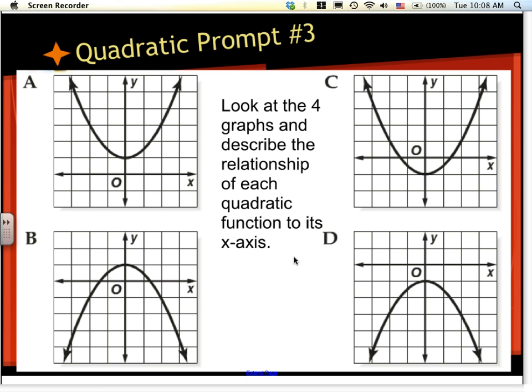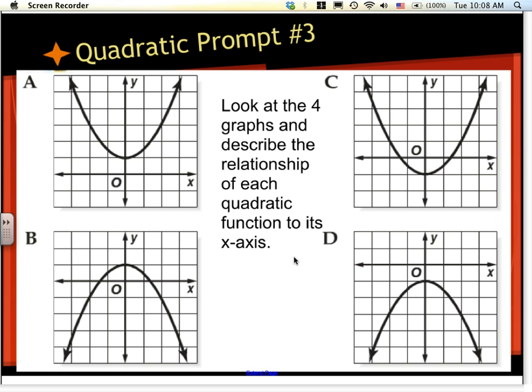It's like not using it. So more or less, you would say it's not crossing over. Yeah. So you're saying for graph A, it's not crossing over the x-axis at all because it's above it and it's facing where? Upward. Okay. What about graph B?